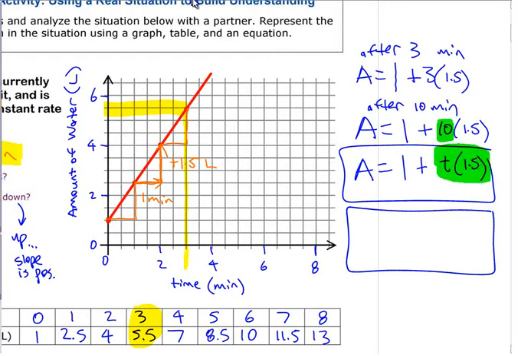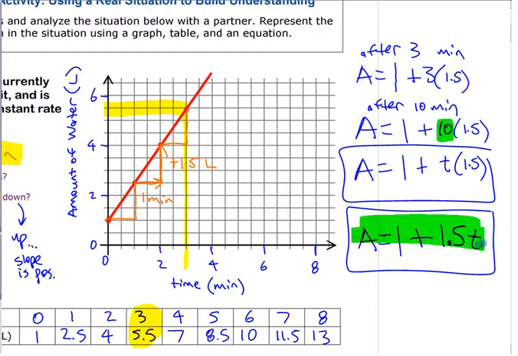If they want to say 1.5 times t, they don't say t bracket 1.5. What do they usually write? Instead of t times 1.5 like that, they write it like this, 1.5t. This is the equation for that line.